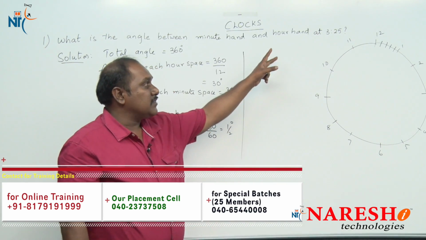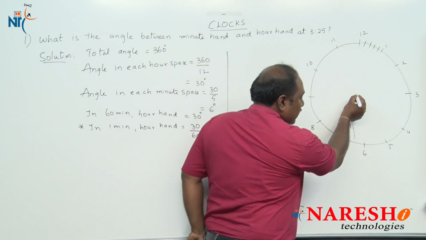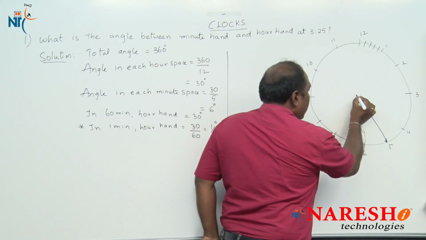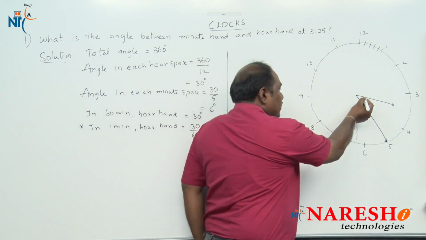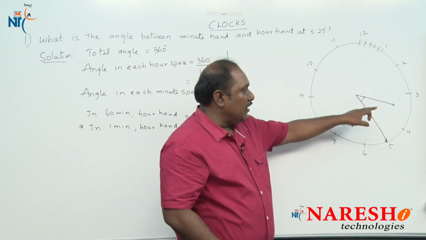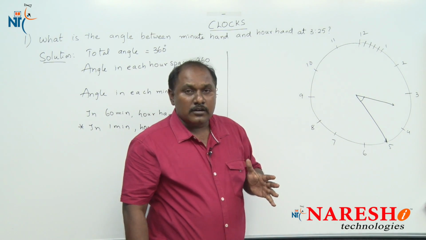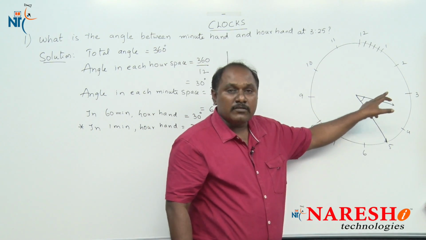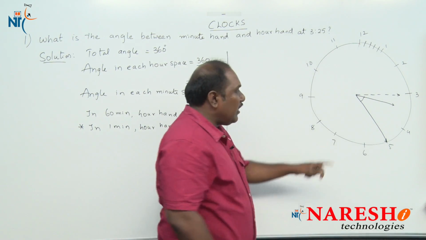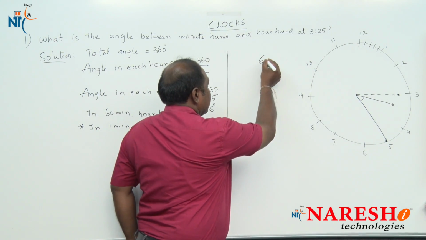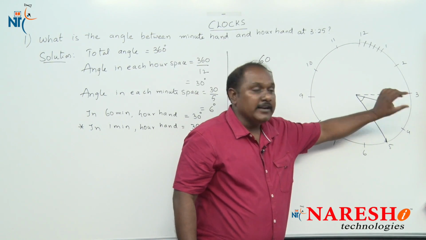Now the given time here is 3:25. At 3:25 the minute hand is exactly at 5 and the hour hand will be in between 3 and 4. Now we need to find out this angle, that is the angle between minute hand and hour hand. Now exactly at 3 o'clock this hour hand should be exactly at 3. Now the angle between 3 and 5 will be 60 degrees because you have 2 hour spaces and every hour space has an angle of 30 degrees.